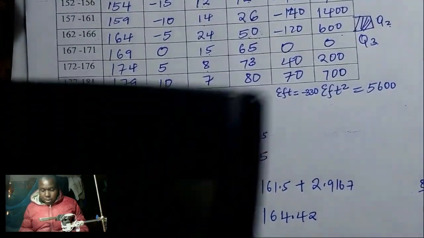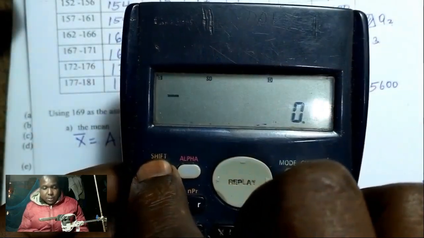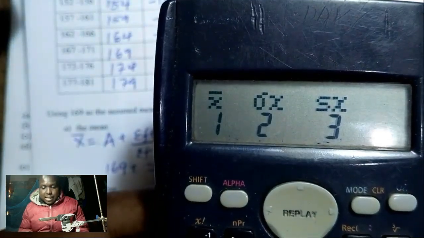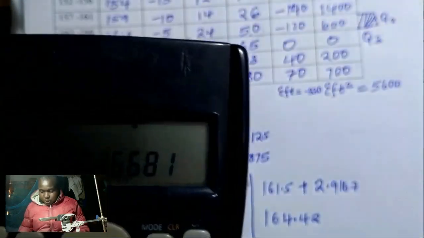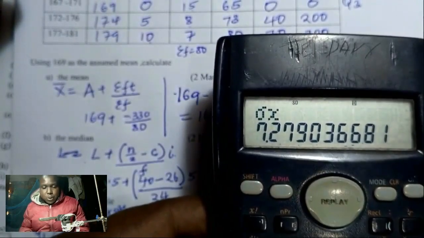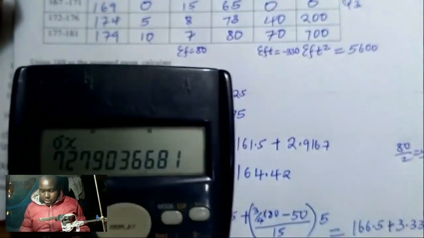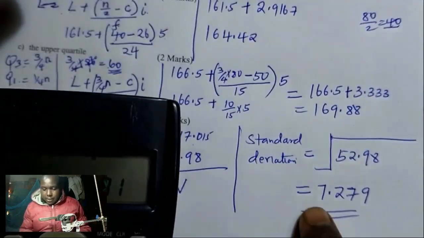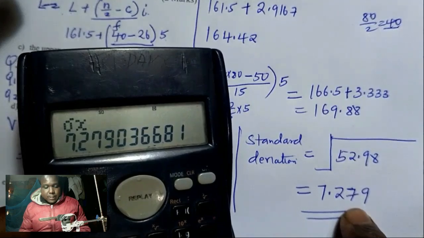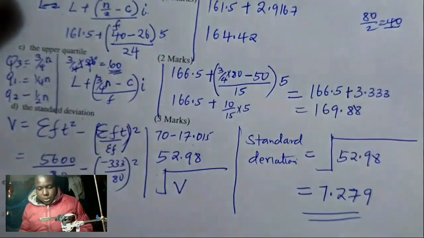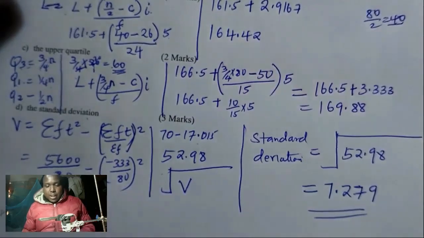Next, we want to check for the standard deviation. Press 1, press shift, and then 2. This, the second one, is the standard deviation we want. You press 2 equal sign, and it gives you 7.27, and that is what we have here, 7 point this. So you compare, it is the same. Thank you. That's how you use a calculator to confirm your workings.